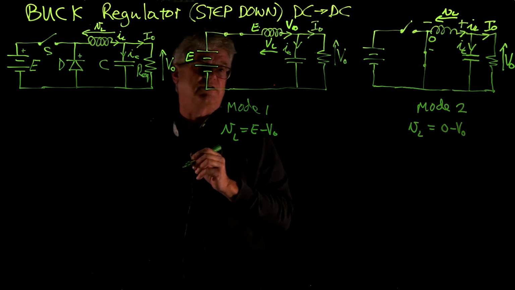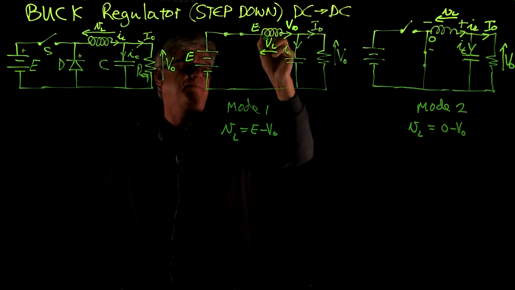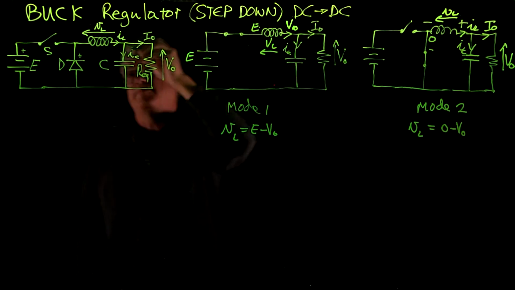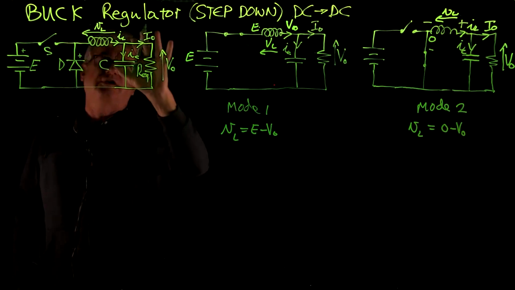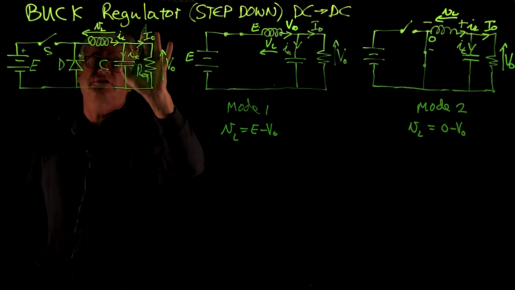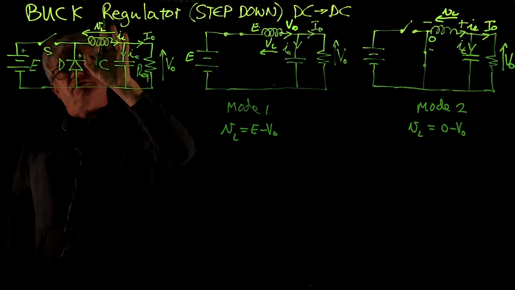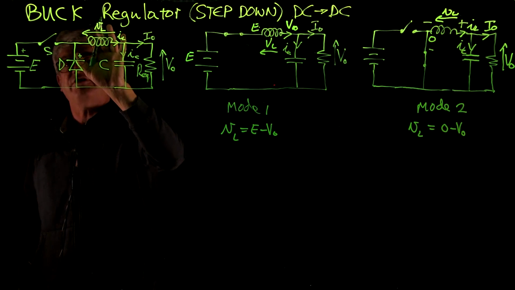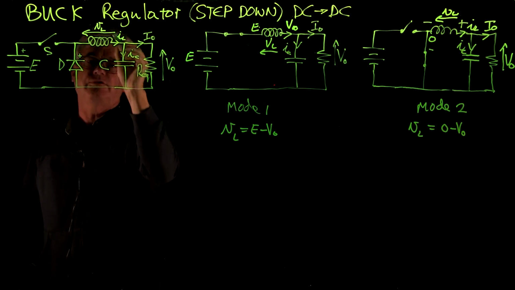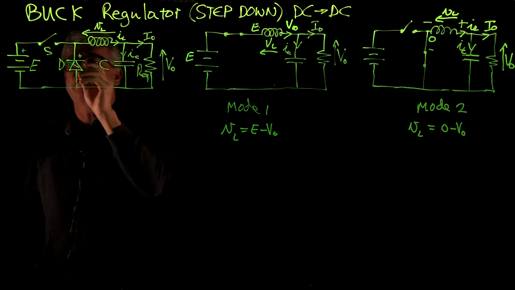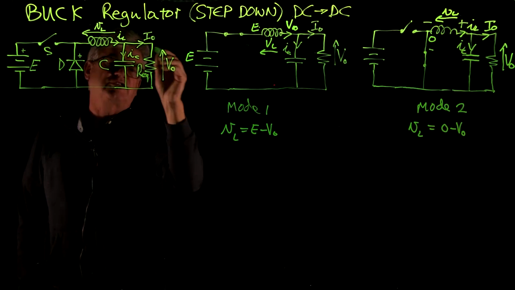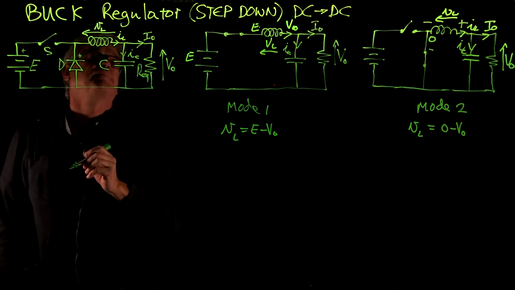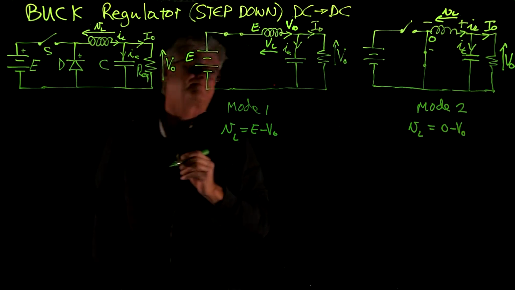Now what about the current flowing through the inductor? Now the inductor is a component that is placed between the input of the circuit and the output section of the circuit. So the average current that flows through the inductor will also be the average current flowing out of the supply and the average current flowing into the load.